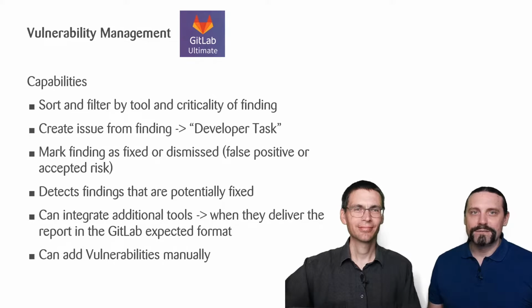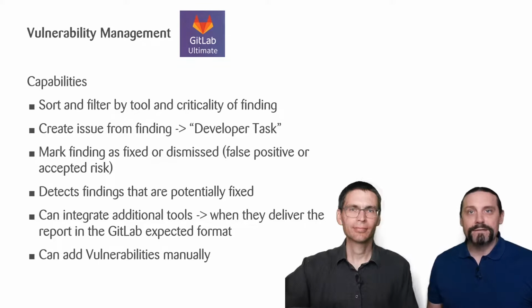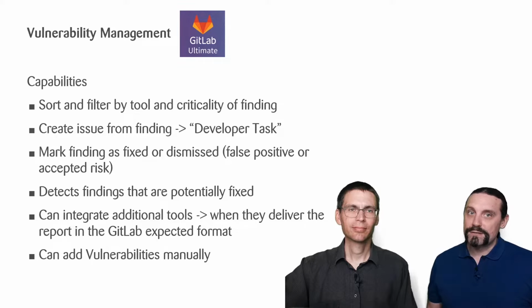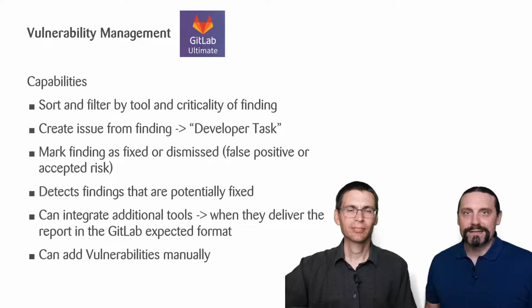What capabilities does this tool now offer? One of the core capabilities which we have, of course, in the vulnerability management is that we can sort and filter by tool and also by criticality. And when we have such a finding, we of course want to create an issue so that the finding gets resolved. And this is also something we can do directly in GitLab. We can create an issue in the own issue tracking system of GitLab.